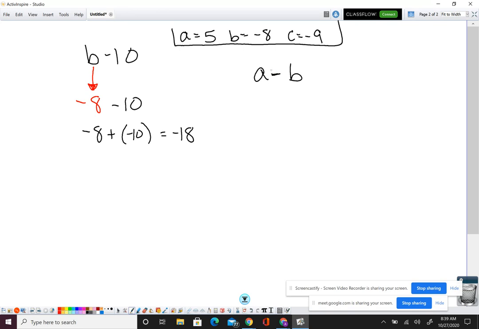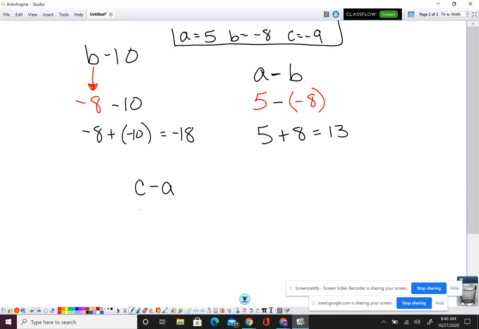A minus B. So we're going to substitute in the value of A, which is 5. That minus sign from the problem stays there. And then we substitute in what our value of B is, which is negative 8. So we're just substituting in the variables. We're keeping the signs with the variable. We're keeping the sign of the problem. But now when we go to solve the problem, we're going to say 5 plus the opposite of a negative 8, which is positive 8, to get the 13. I'm going to do one more.